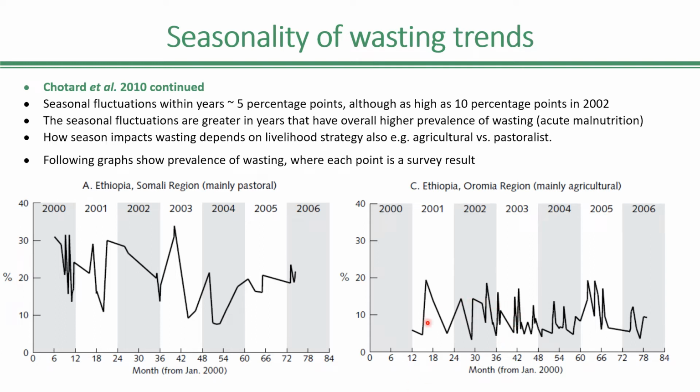And so very generally speaking, we can see higher seasonal fluctuation in pastoral areas compared to those in agricultural areas. Pastoral areas are very susceptible to drought in Ethiopia, which may explain some of the variability in acute malnutrition. However, note that even in agricultural areas, we can see there is still marked seasonal fluctuation.